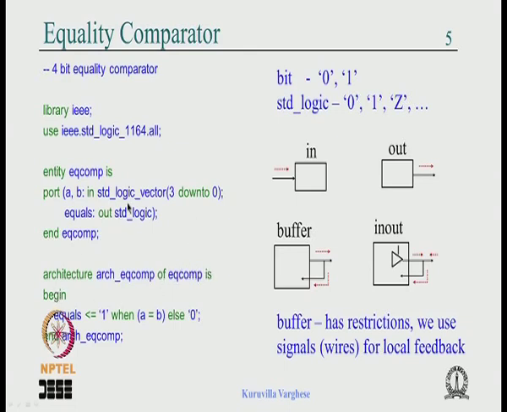Now comes the functionality, which is defined as architecture. So you say architecture, which is a keyword, give some name, arc underscore eqcom, that is my style of doing it, of this particular entity. Whatever the entity name is is written here. So this is the link between the entity and architecture. Now you say begin, that is where you describe the functionality, okay.